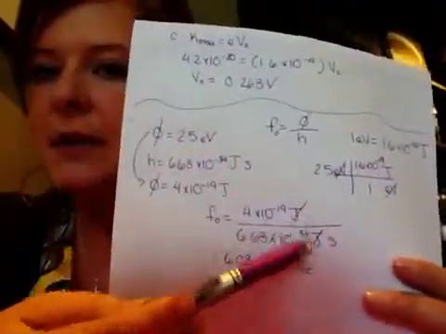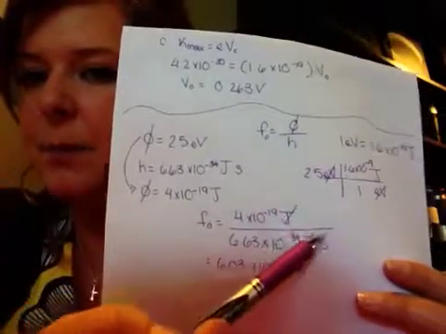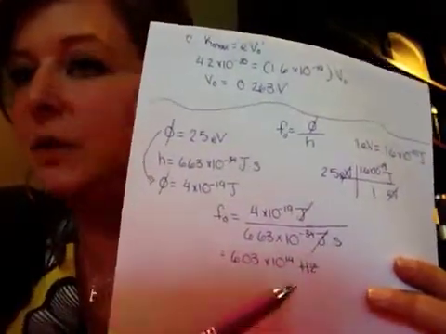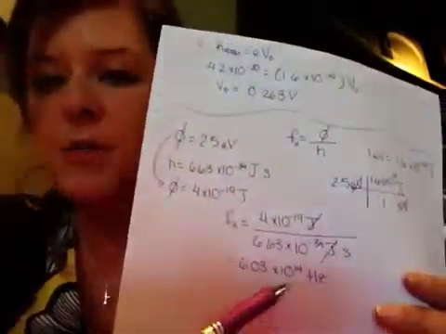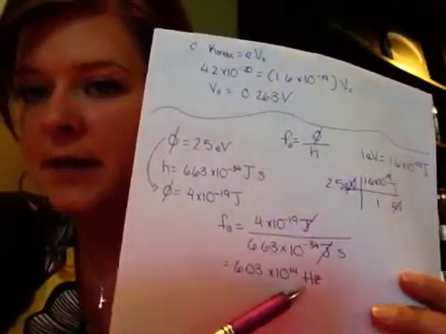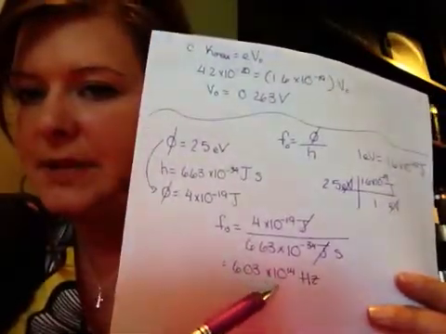So my joules here cancel, which means I'm left with a per second, which is exactly what frequency is measured in. So per second is the same thing as a hertz. And that's why we have 6.03 times 10 to the 14th hertz. Okay? Now, that's not the end of the problem because they've also asked me what is the longest corresponding wavelength.